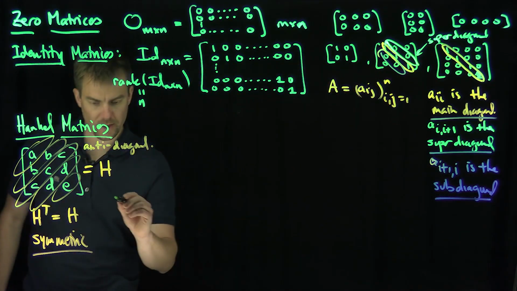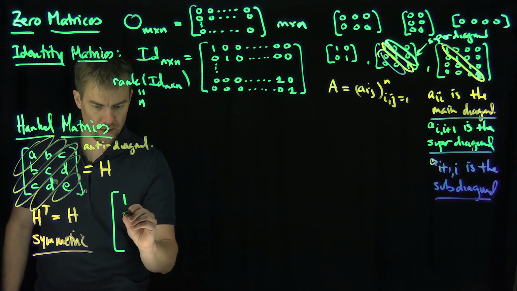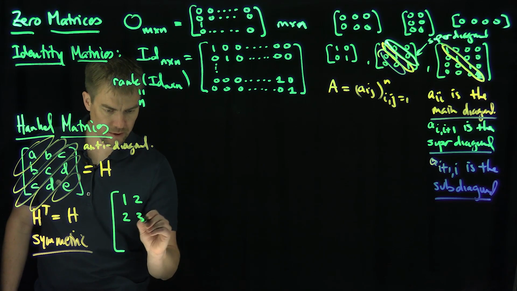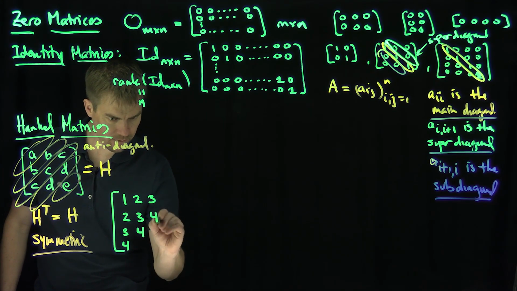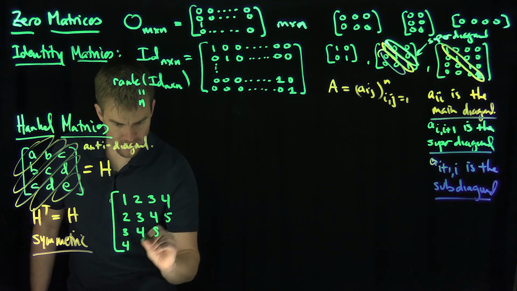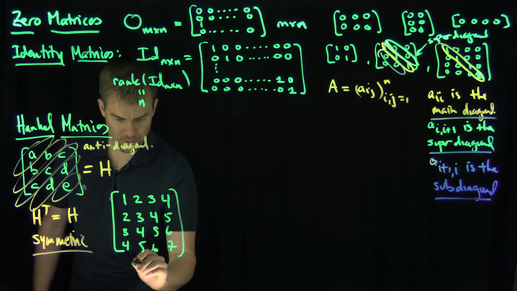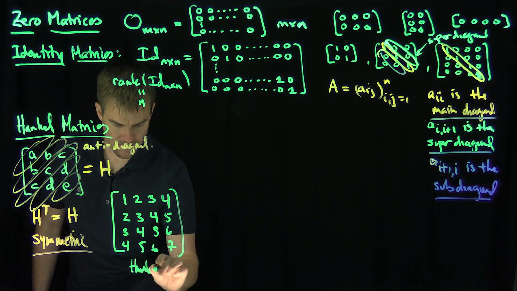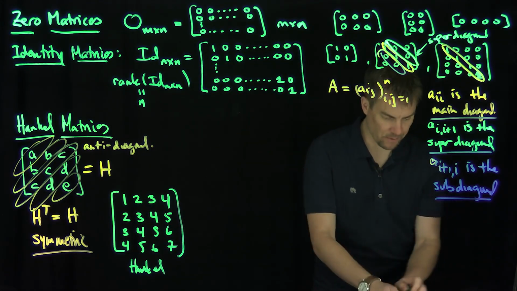If you want a 4 by 4 example of a Hankel matrix, you could do something like this. You could say 1, then 2, then 2, then 3, then 3, then 3, then 4, then 4, then 4, then 4. Then let's say 5, then 5, then 5, then 6, then 6, then 7 is another example of a Hankel matrix. This is also a Hankel matrix. They'll be very important in our study of matrices with very important properties later on.